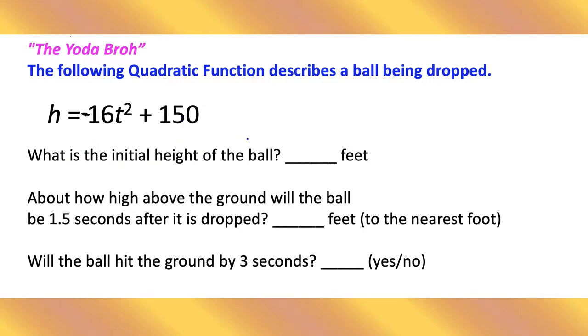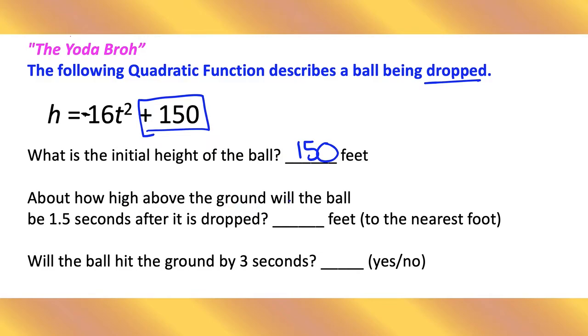What is the initial height of the ball? So the C value is always the initial height. So basically what's going on, this ball is getting dropped from 150 feet. There was no throwing, it's just being dropped. So there's no BT value. If there was a number times t, that would be the initial velocity. Here we just have the initial height. There is no initial velocity.